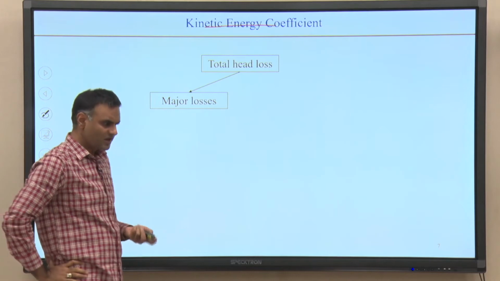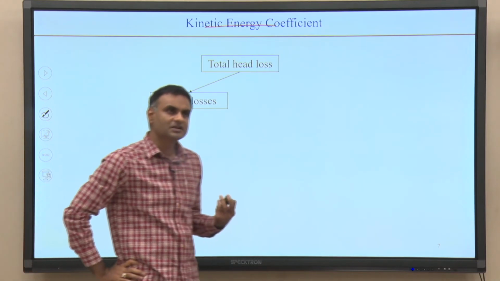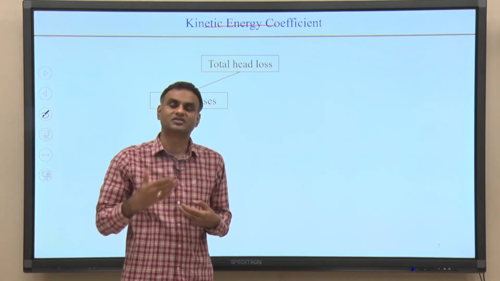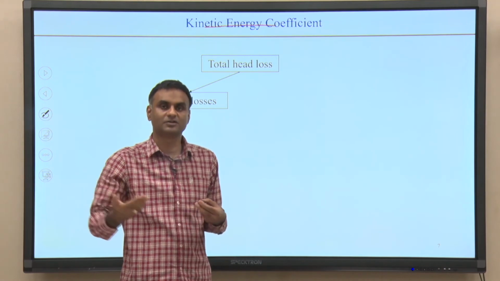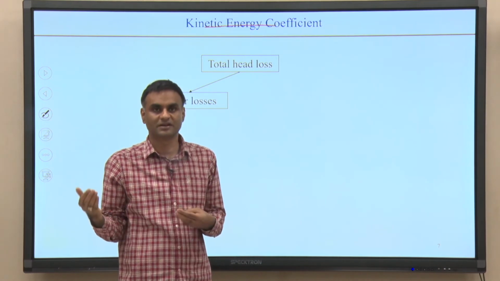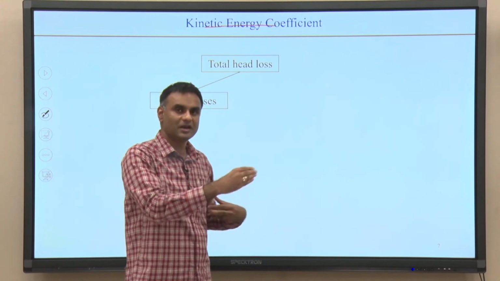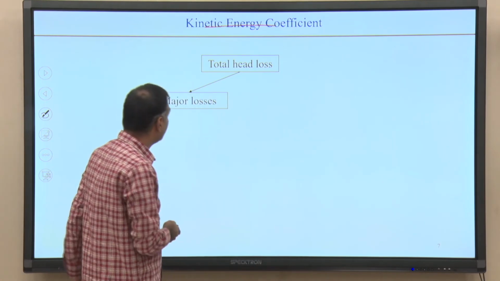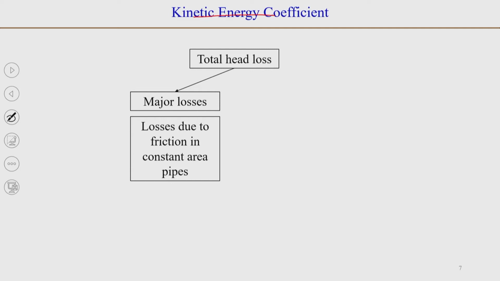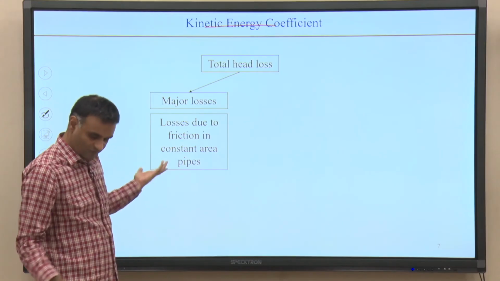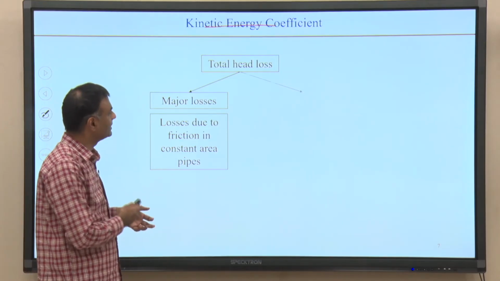and minor losses. It is not necessarily the case that the magnitude of major losses is always greater; it is just the naming convention that we have. Major losses are basically the losses due to friction when you have constant area pipes. We will discuss this in detail in the next slide.